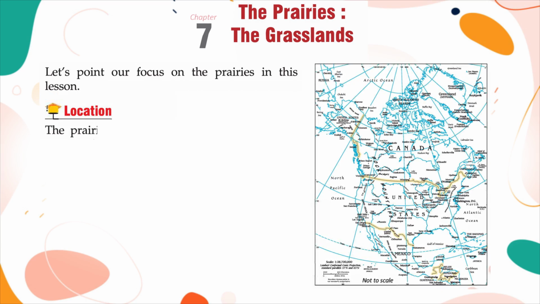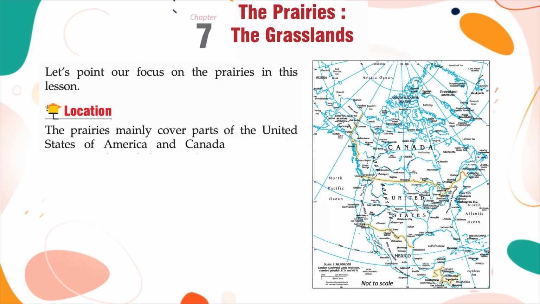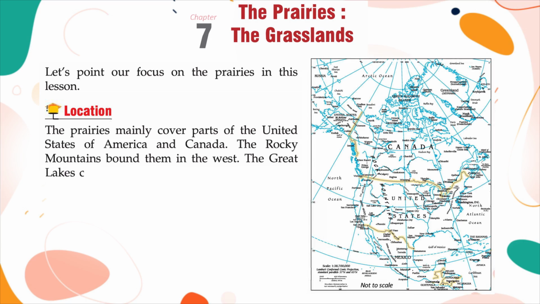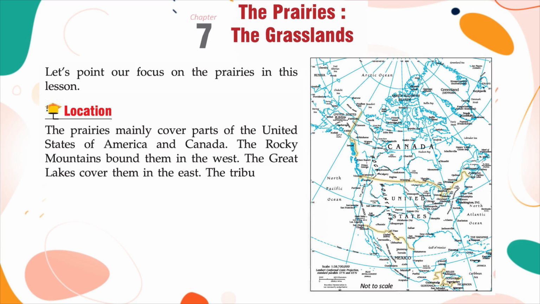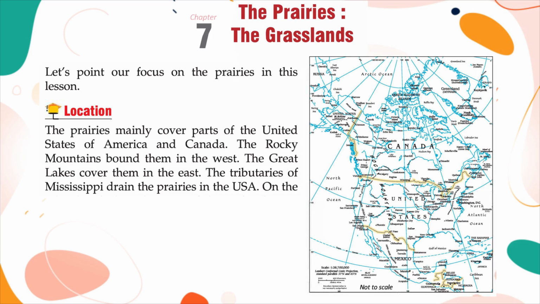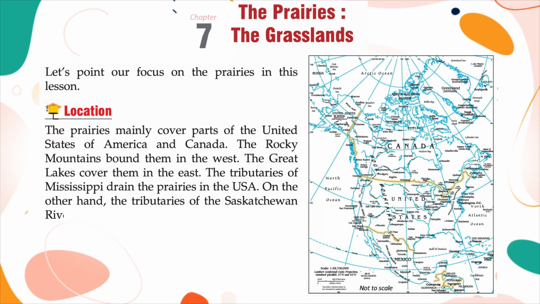Location. The prairies mainly cover parts of the United States of America and Canada. The Rocky Mountains bound them in the west. The Great Lakes cover them in the east. The tributaries of Mississippi drain the prairies in the USA. On the other hand, the tributaries of Saskatchewan rivers drain the prairies of Canada.